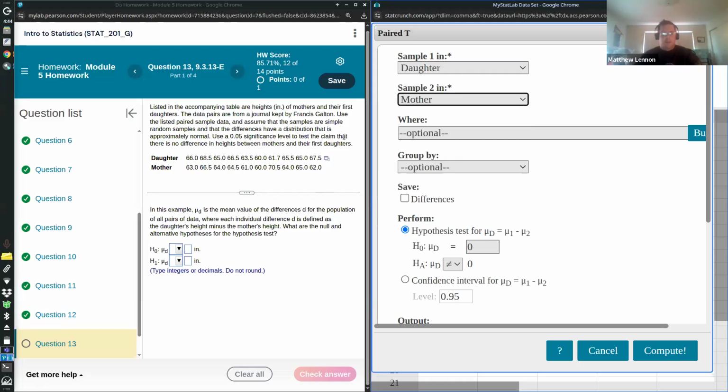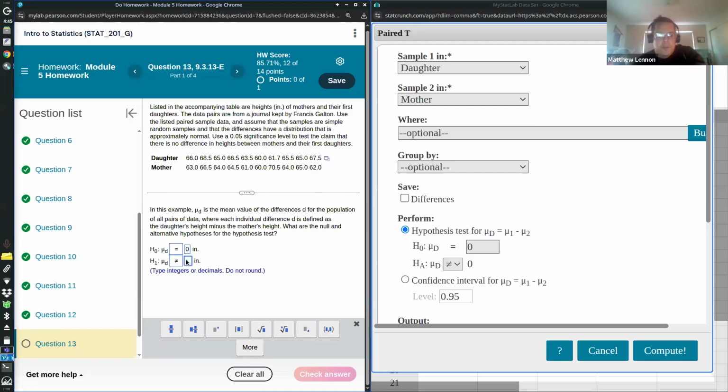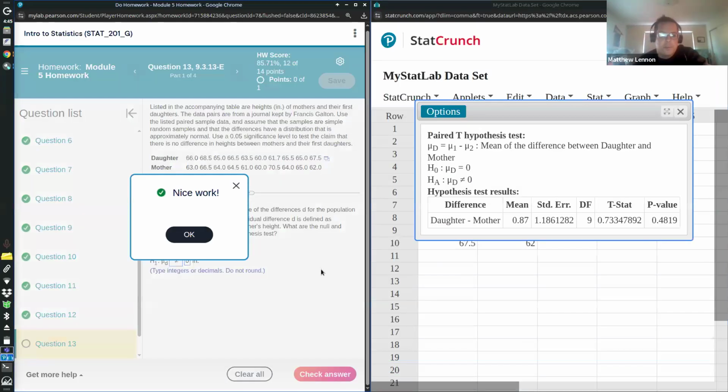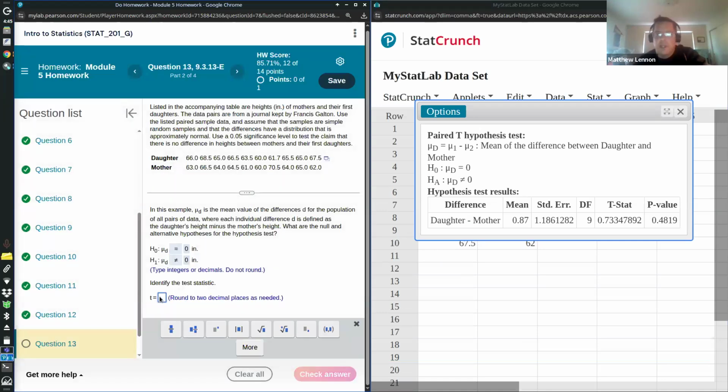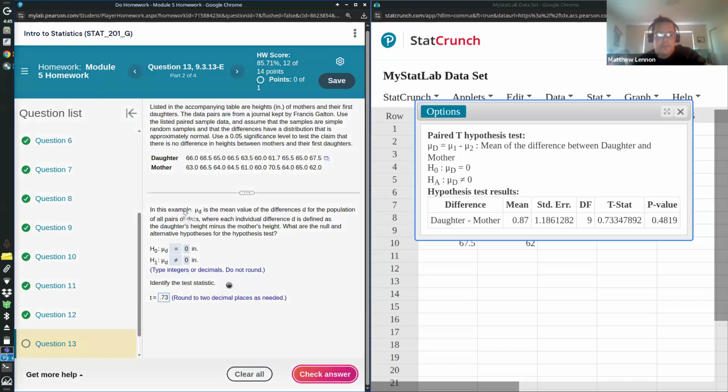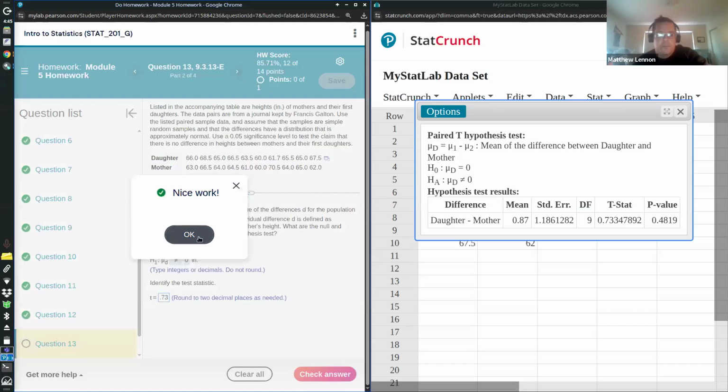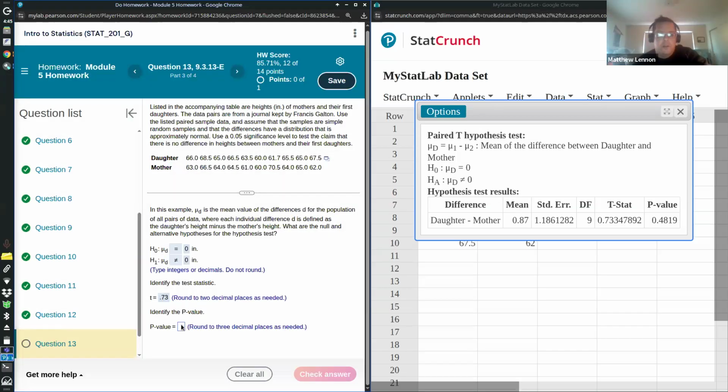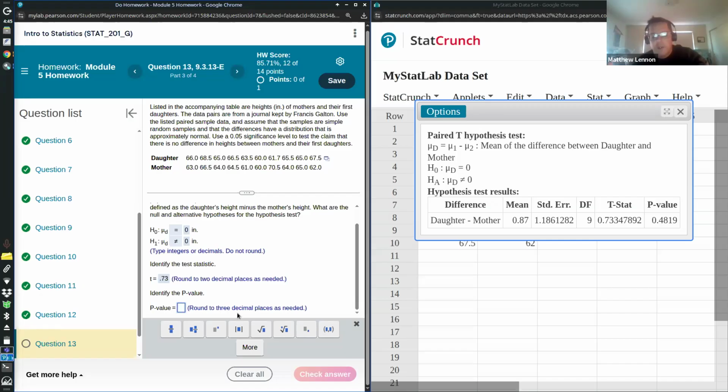Okay, test the claim that there is no difference. So that's equal, not equal. So this is the classic two-tailed. That's beautiful. We just use the numbers they give us so we don't have to do any doubling of any kind. So we can compute and check our answer. Our t-stat here is 0.73. And our p-value is 3 places, 0.482.